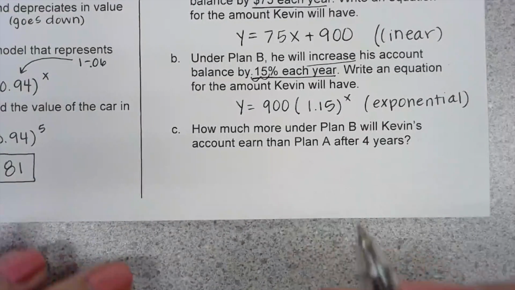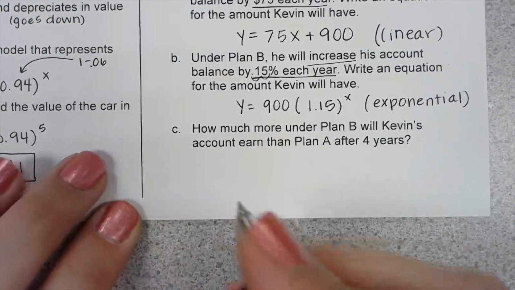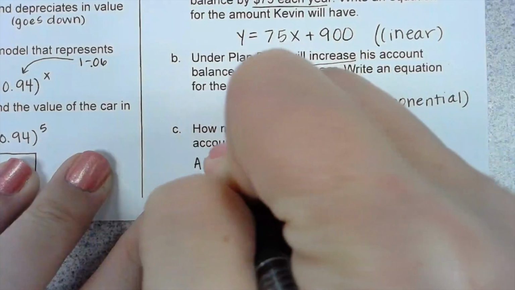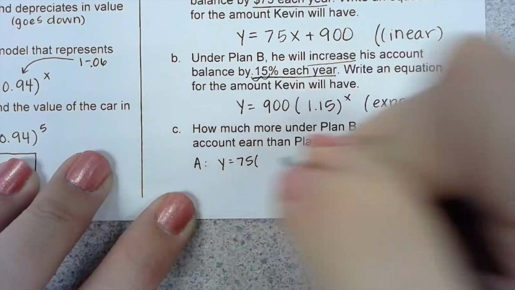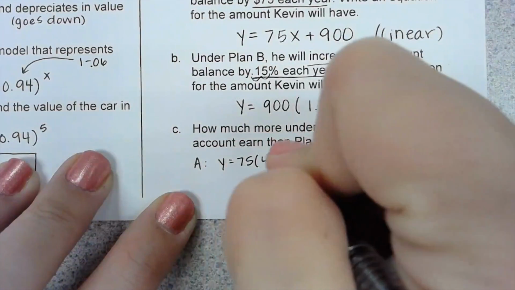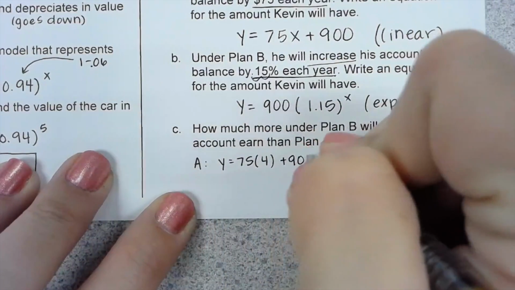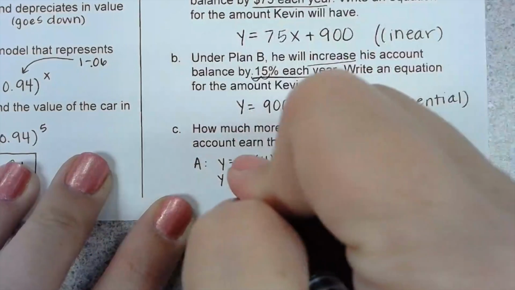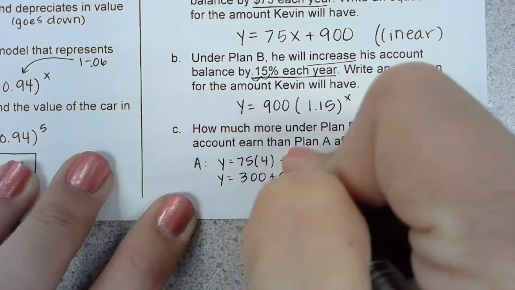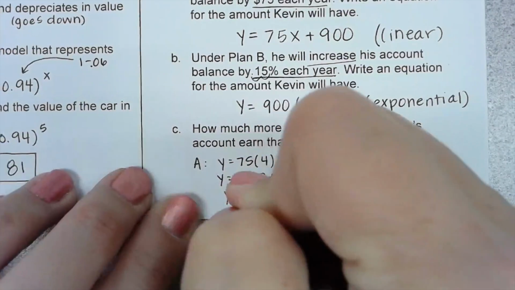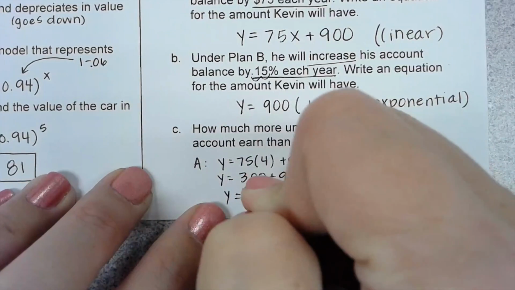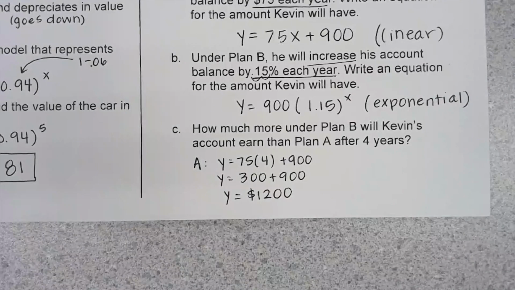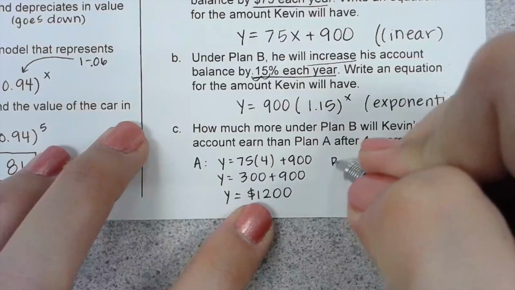It might be best to do this on a separate piece of paper, but I'm just going to try to squeeze it in. So under plan A, y equals 75 times, we're doing 4 years, so we plug in the number 4. 75 times 4 gives me 300. And so under plan A, he would have $1,200 after 4 years.